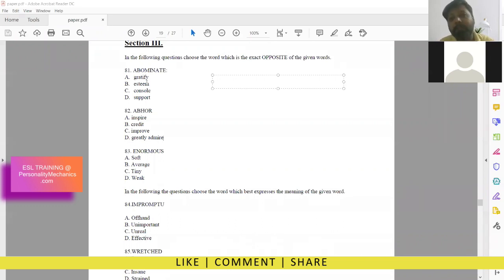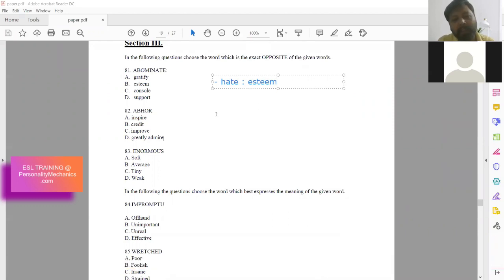If you want to console someone, that means you want to bring ease to someone. Somebody is already in a state of turmoil and you want to bring peace to that person. And support will mean that you want to extend some help, or you want to bear that person. So in that case, the closest antonym is going to be esteem. I'm hoping that you can now understand why I'm saying so. The word abominate means that you cannot bear someone, that you literally hate someone, and I'm saying that the opposite meaning word should be esteem in this case.